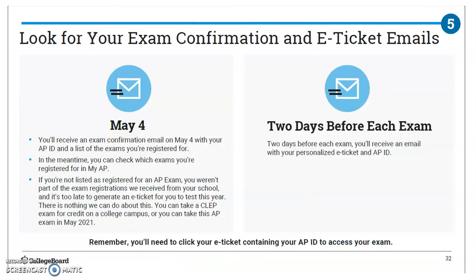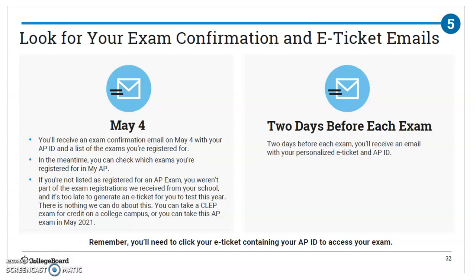Okay, you want to look for your exam confirmation and e-ticket emails. On May 4th, you'll receive an exam confirmation email with your AP ID and a list of the exams that you're registered for. Between here and there, you can check which exams you're registered for in My AP. If you're not listed as registered for an AP exam, you weren't part of the exam registrations received from your school, and it's too late to register for this year. There's nothing they can do about that.